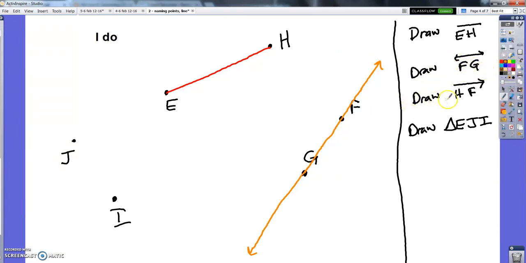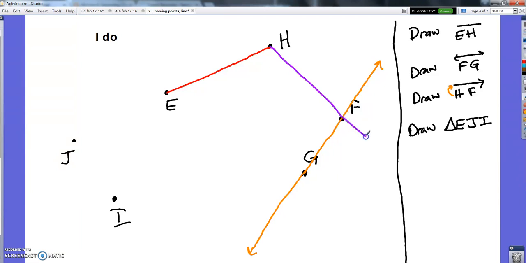All right. Draw ray HF. So remember, when I see ray HF, it has to start at H and go through F, because rays have to be in a certain order. So this one has to start at H and go through F and keep going in F's direction, but not in the other direction because it's a ray. So that is ray HF.